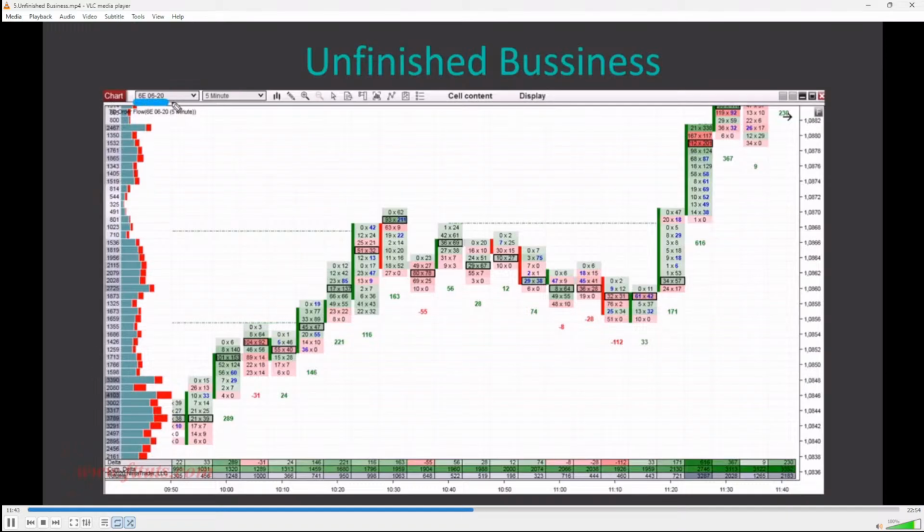Now this is Euro futures, 5-minute chart. This is exactly what I was talking about. There is an uptrend, then there is a pullback. So let's say that you're not sure whether to quit your trade.